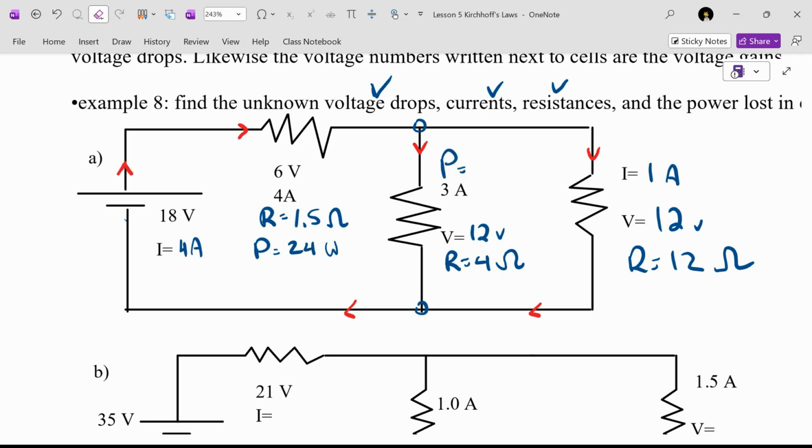Without a calculator, V times I. 12 times 3. How many watts? 36. Without a calculator, 12 times 1.